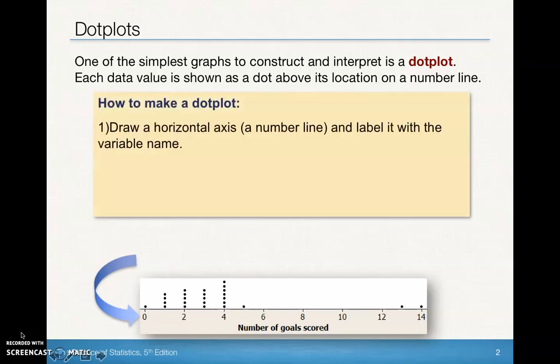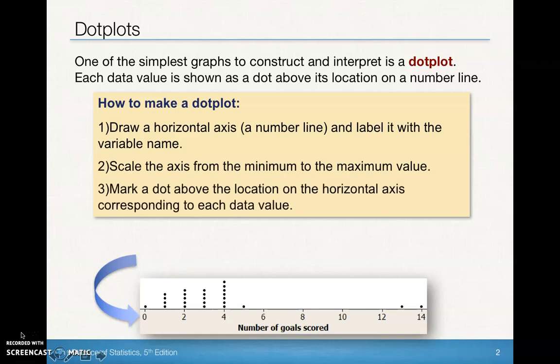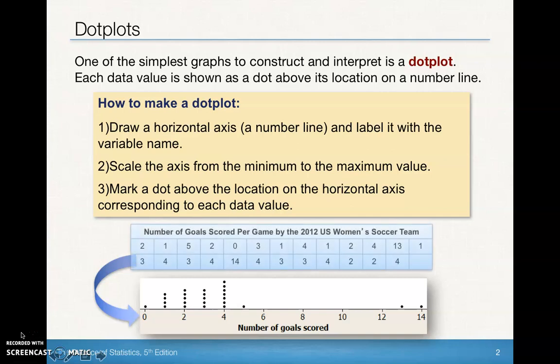So you start by drawing a horizontal axis. You have to have it labeled with the variable name and an appropriate scale along the axis from minimum to maximum value. Then every time you have a data point that fits inside one of your x-axis ranges, you put a dot. You want to stack them and make them even in size.